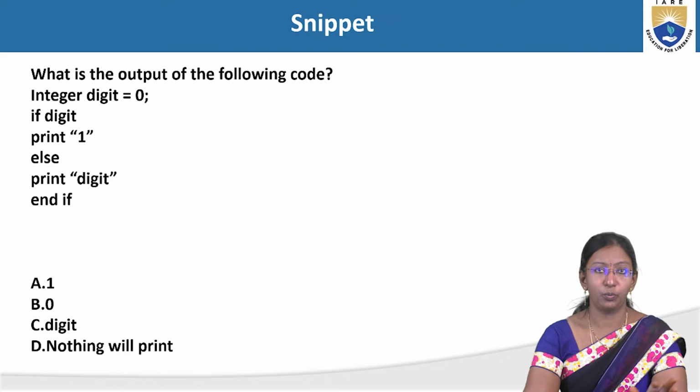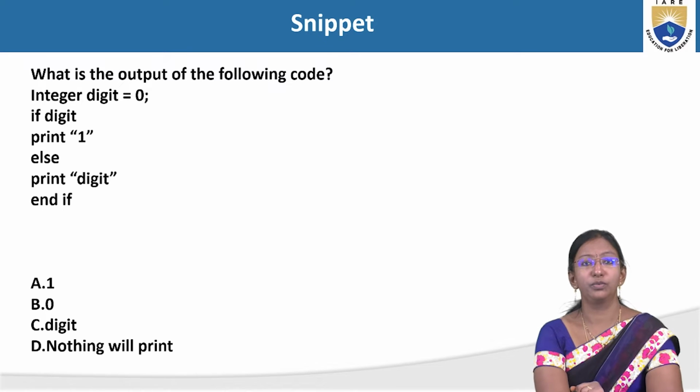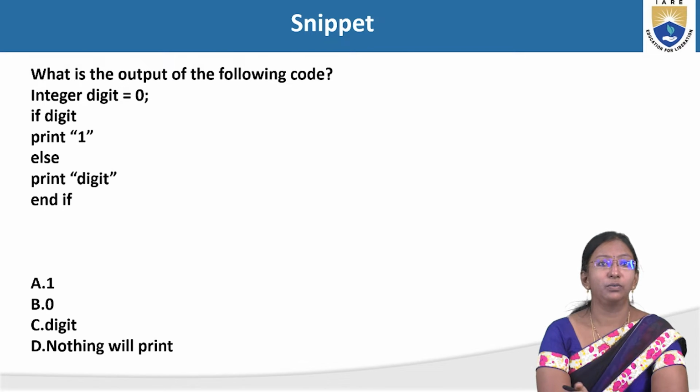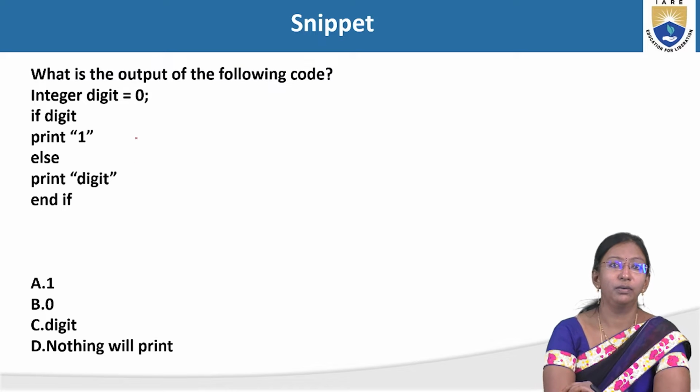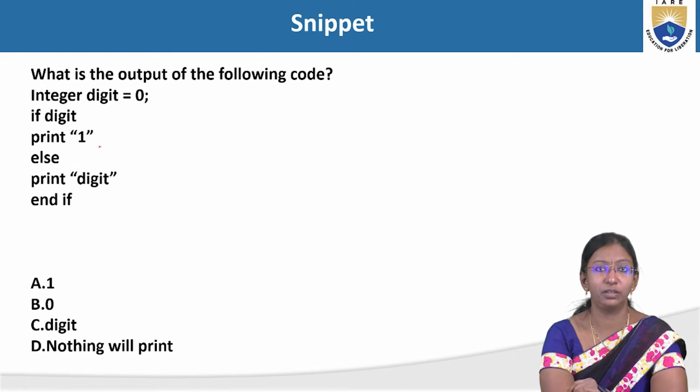Let's go to the next one, as this is a pseudo code. I just hope you know that. In the previous sessions also I have told you guys that pseudo code is different from a piece of code fetched from any programming language, right? So this is a piece of pseudo code where they have declared a variable digit as integer and assigned its value as 0.